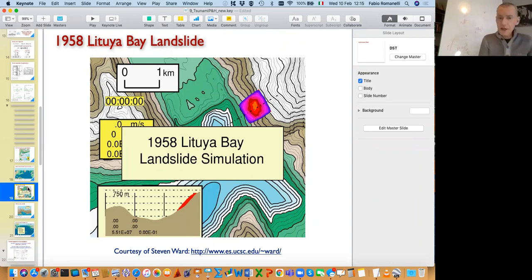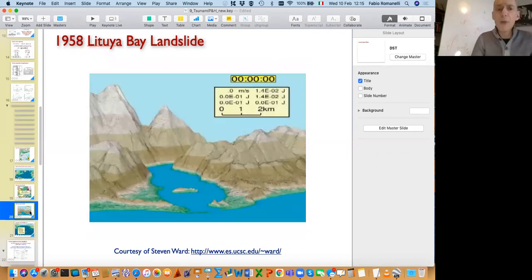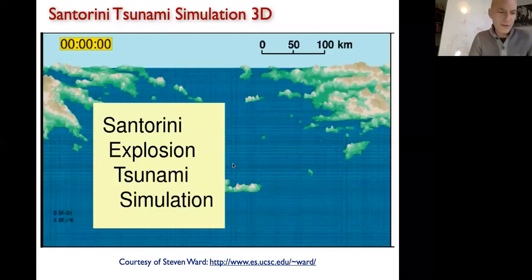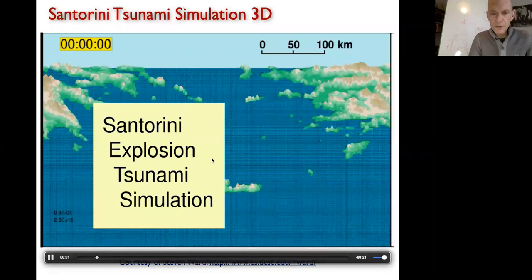And if you have a giant landslide, like this one that he was modeling in Lituya Bay, in Alaska, you may have giant tsunamis that can be channeled in some bays there. And the final one, let's play this one because it's referring to a historical event, like the Santorini volcano explosion. Let's see if it is working.